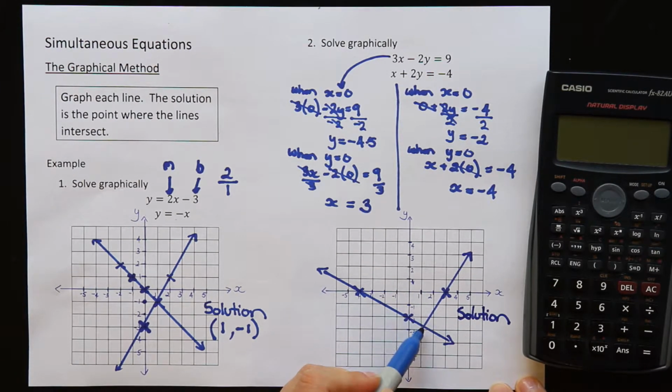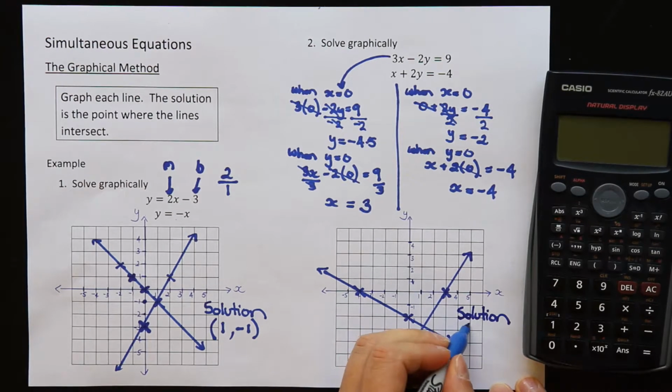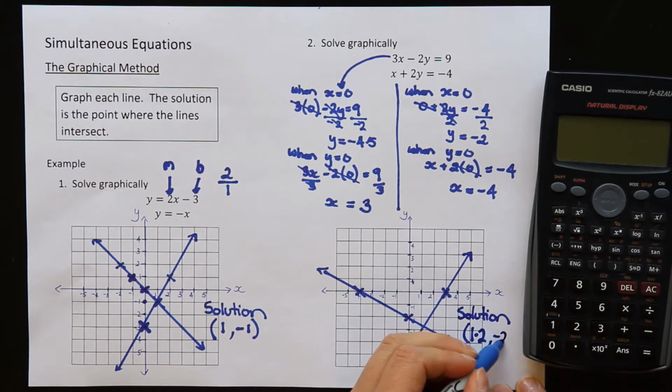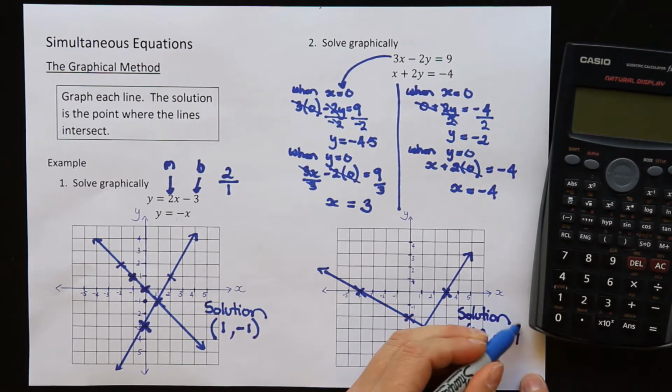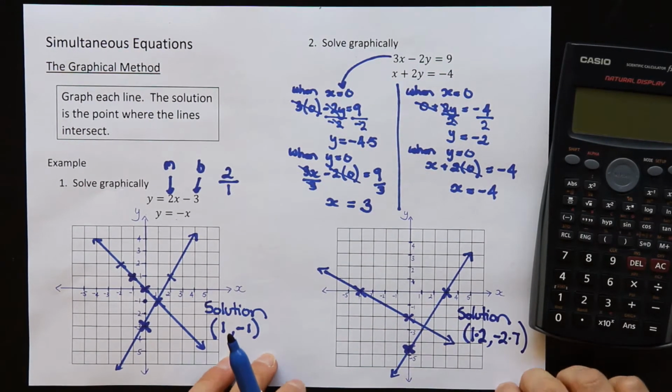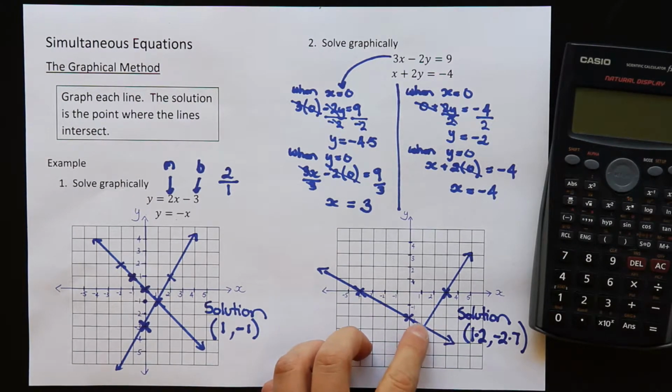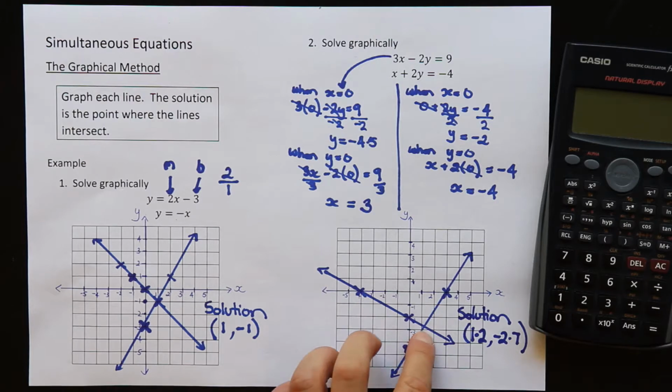X is probably about 1.2 and y is about -2.7. So you just do your best to read off the solution as accurately as you can. Okay, seeing as how you're reading this off a graph, it's not going to be a perfect answer when it's in the middle of the grid lines here like this.